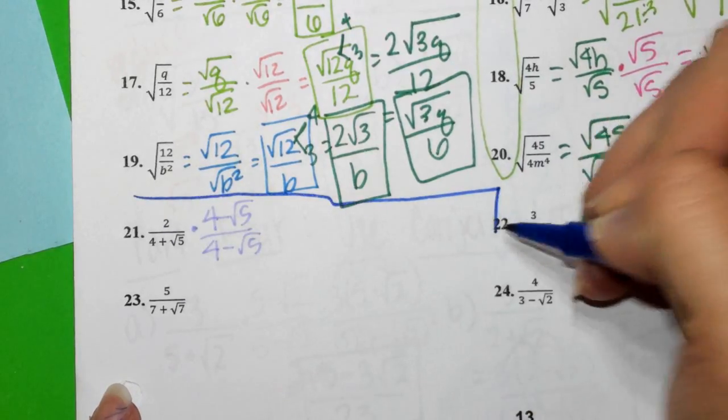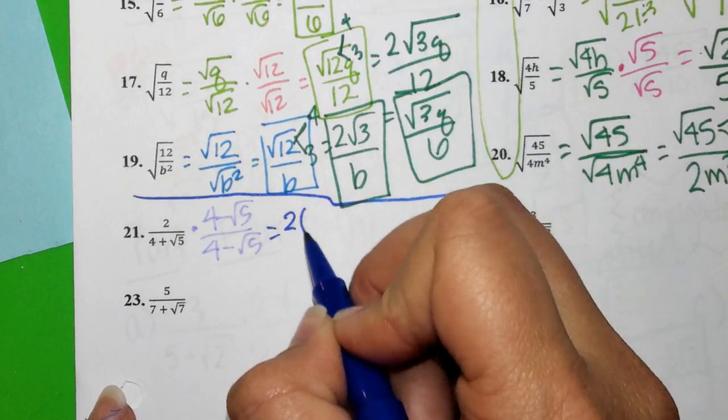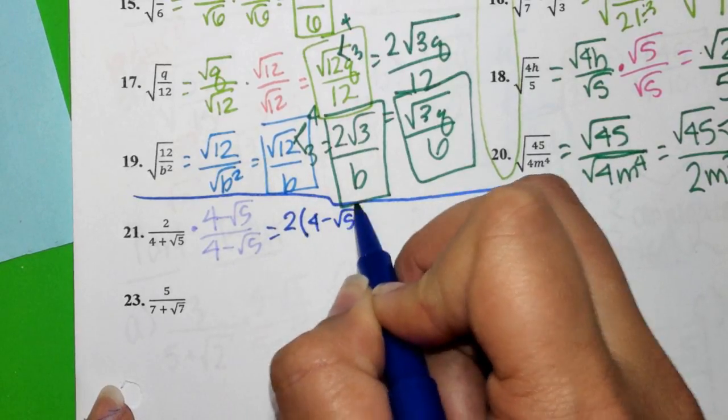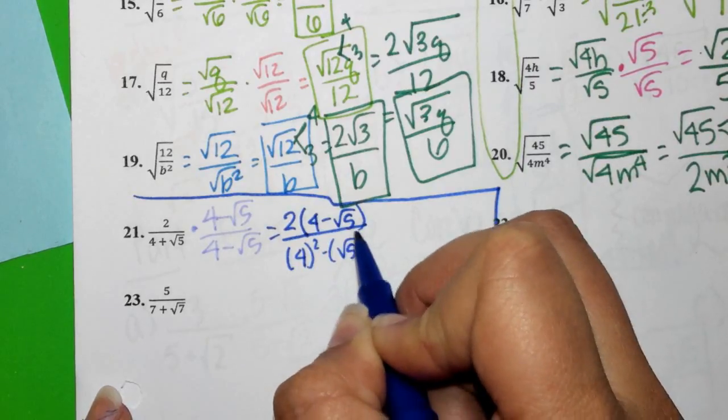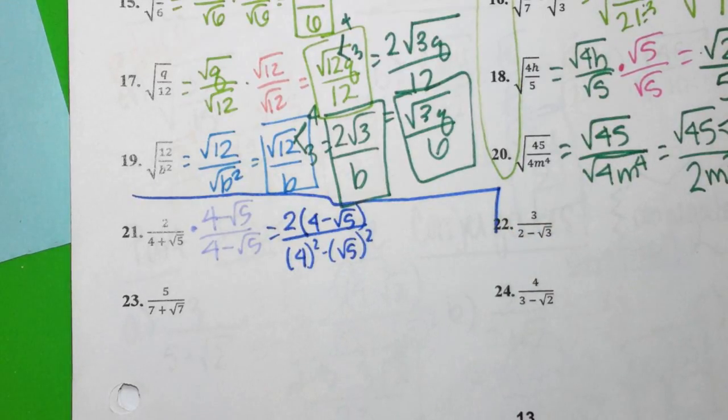And then from there, you get 2 times 4 minus the square root of 5, divided by 4 squared minus root 5 squared. How many of us got that part? Hey, that's exciting.